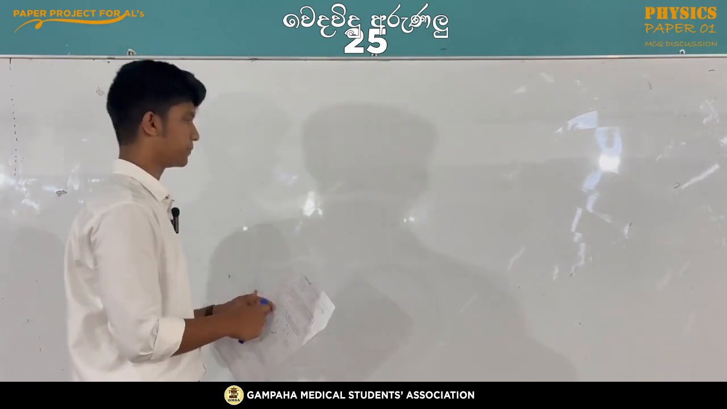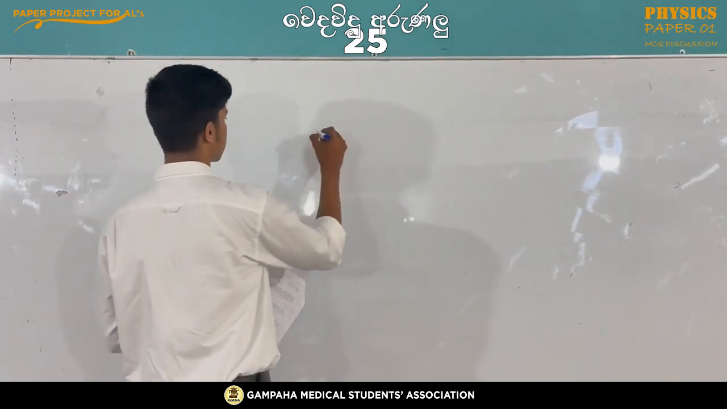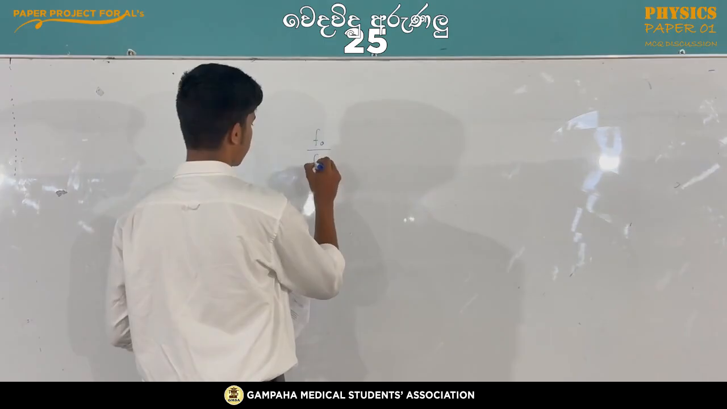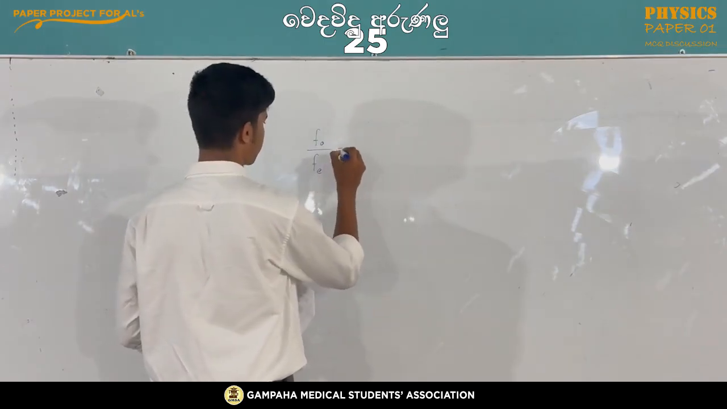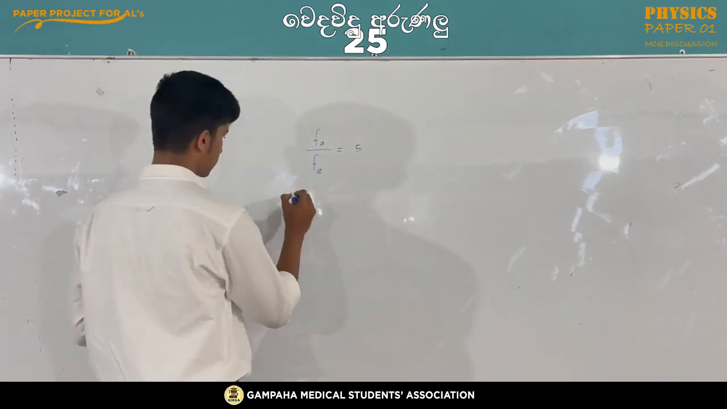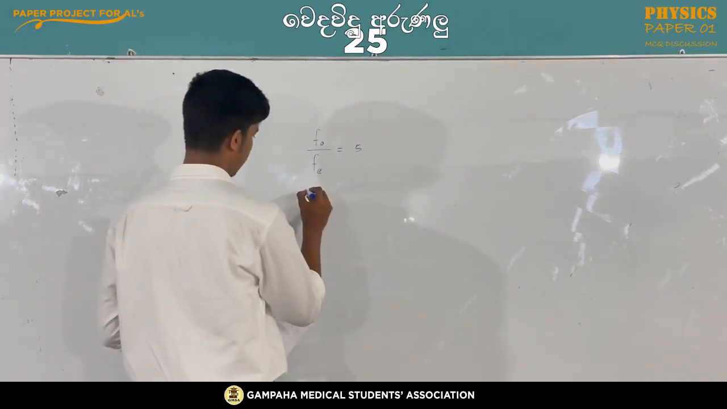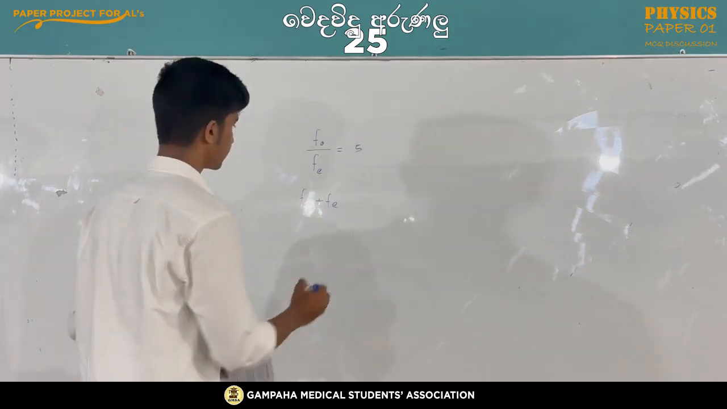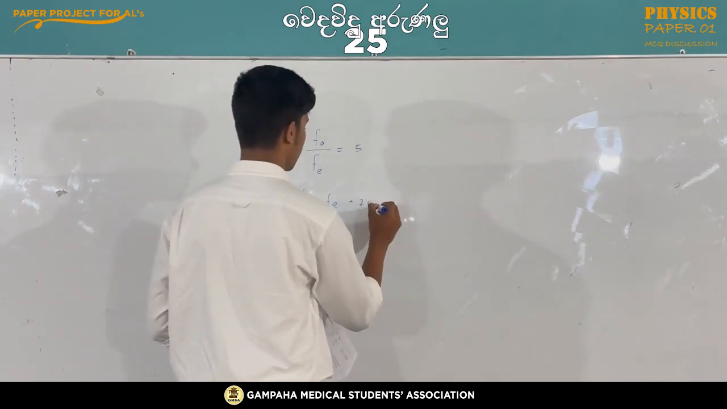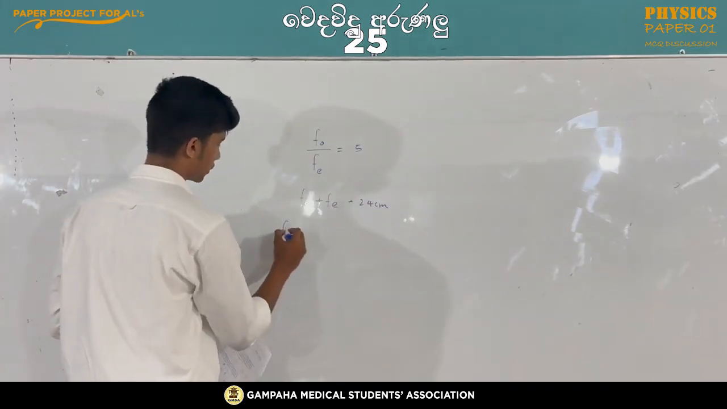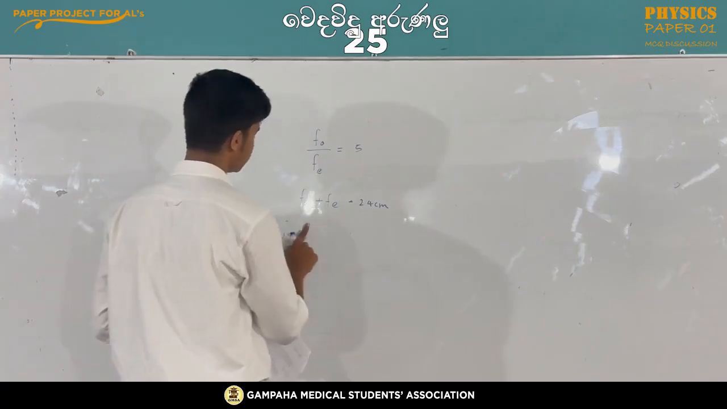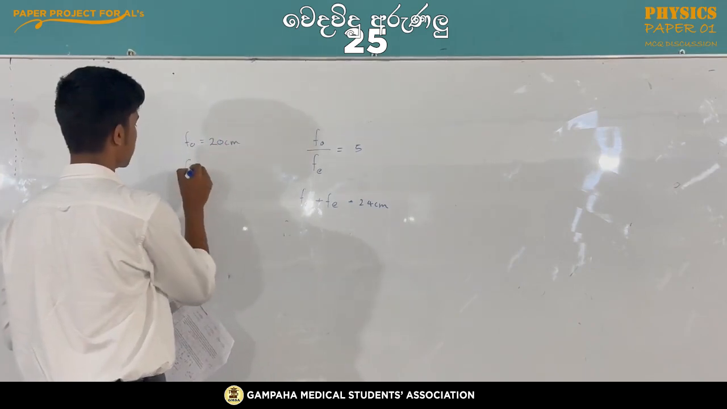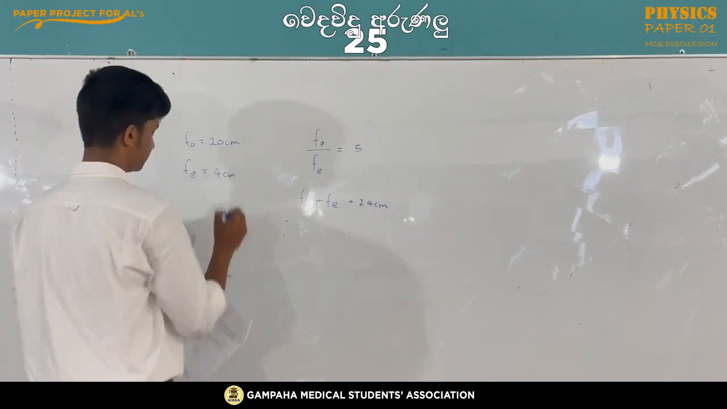So here, we know that the angular magnification of a telescope is the focal length of the objective divided by the focal length of the eyepiece, which is equal to 5 here. And also the length between the objective lens and the eyepiece lens is the addition of the focal lengths, which is equal to 24 centimeters. Then using these two equations, we can get the focal length of the objective as 20 centimeters, and the focal length of the eyepiece lens as 4 centimeters.